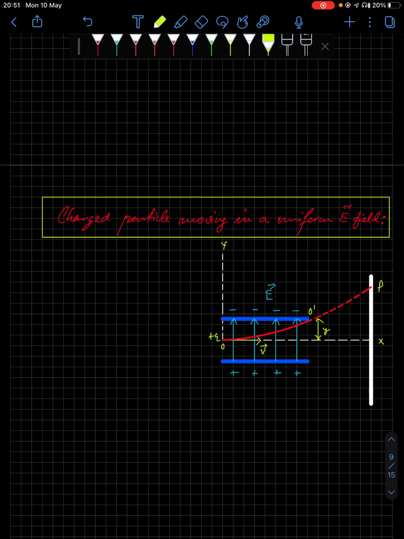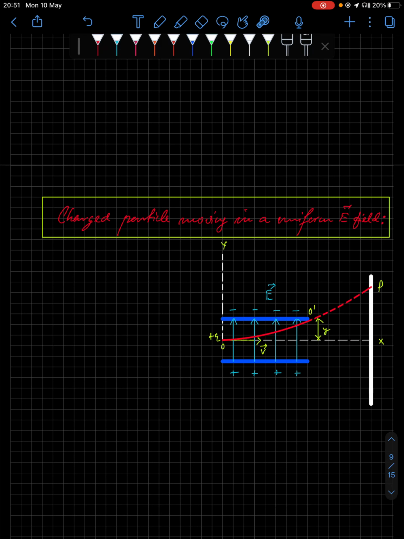Nothing more here. Now we'll see how a charged particle moves in a uniform electric field. You can look at this diagram. Here you have two charged plates. This is the positive plate, this is the negative plate. These are the field lines going from the positive to the negative plate, showing the direction of the electric field. Now this is the x-axis and y-axis. We will fire a positive charge along the x-axis from the origin O.